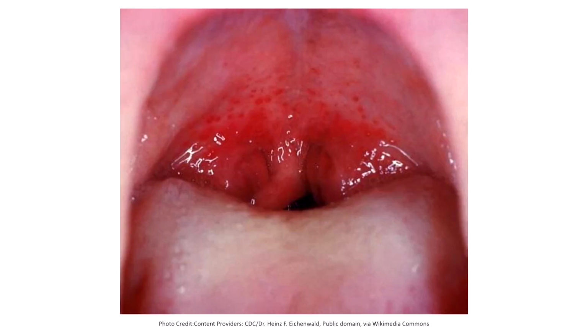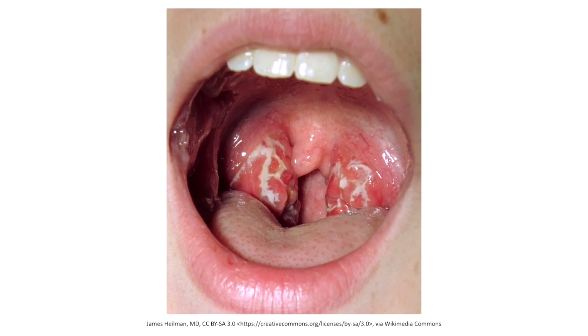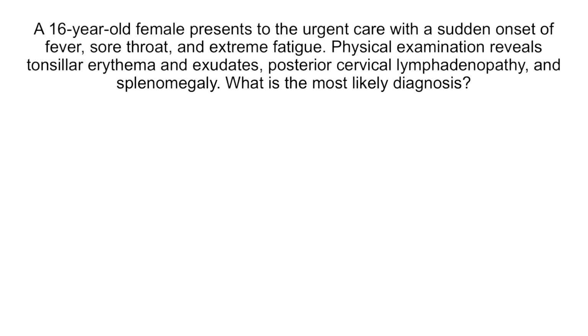Note the significant erythema, edema, and petechiae in this patient's oropharynx. And here's an image depicting the appearance of tonsillar exudate. As mentioned in the table on a preceding slide, this finding would be more suggestive of streptococcal pharyngitis rather than viral pharyngitis. All right, let's try a question.